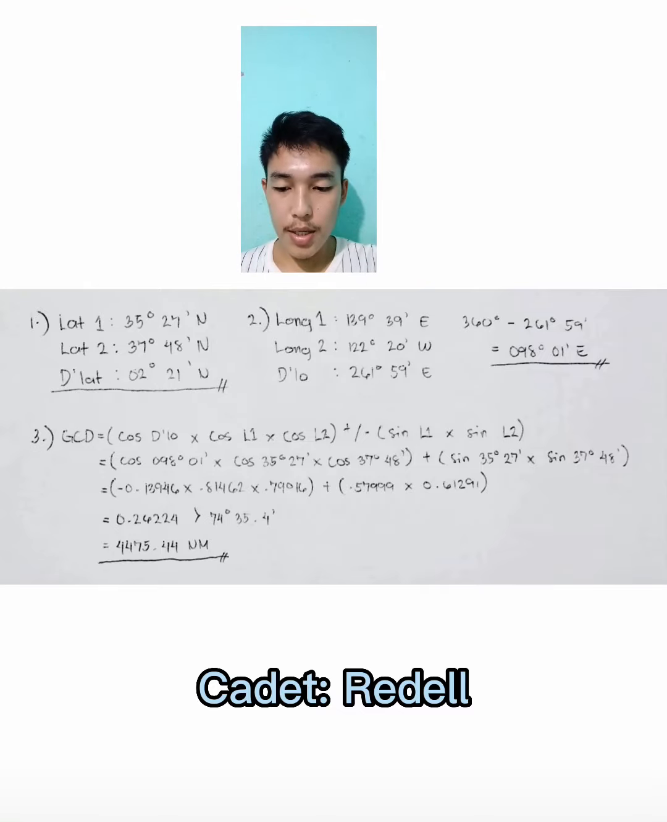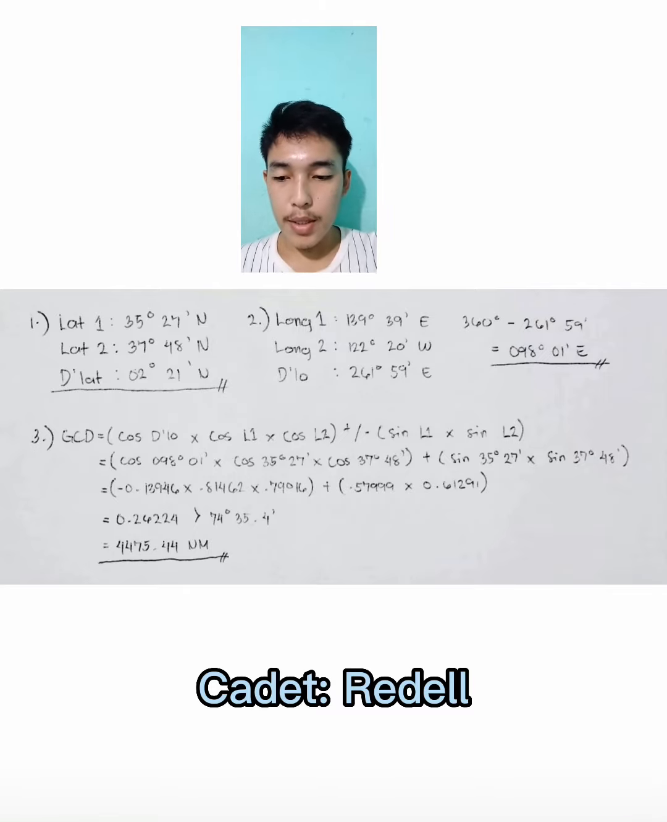So let's proceed to the GCD, or the great circle distance. So we have a formula here: cosine difference of latitude times cosine latitude 1 times cosine latitude 2 plus minus sine latitude 1 times sine latitude 2. So cosine difference of latitude, we have 98 degrees and 1 minute, times cosine latitude 1, we have 35 degrees and 27 minutes, times cosine latitude 2, we have 37 degrees and 48 minutes, plus sine 35 degrees and 27 minutes as latitude 1, multiplied by sine latitude 2, 37 degrees and 48 minutes. So by the way, we use plus because we have the same name in the latitude.